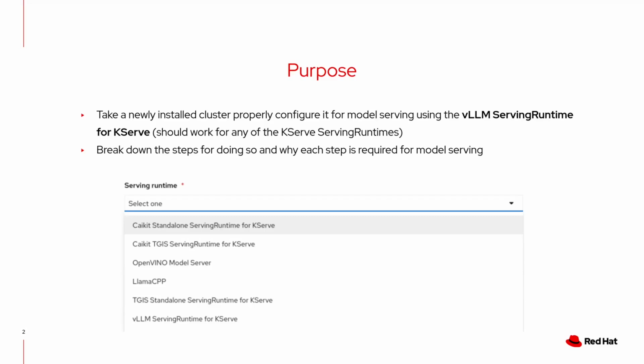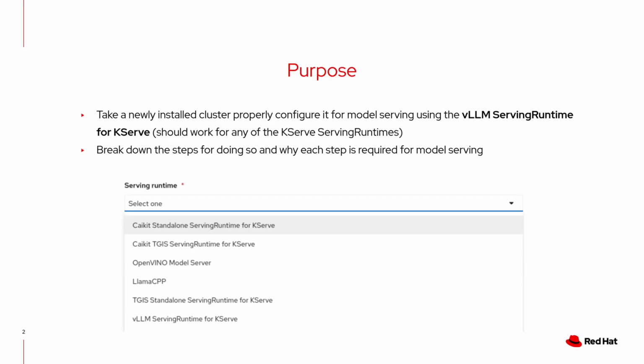For this demo, I'm going to specifically be using the vLLM serving runtime for KServe, but this setup should work for any of the KServe serving runtimes. Along the way of this guide, I also want to provide clarification for why each step is actually required for model serving. In the picture here, you can see a list of the serving runtimes that come installed by default with Red Hat OpenShift AI, except for Llama CPP, which is a custom serving runtime that I added.